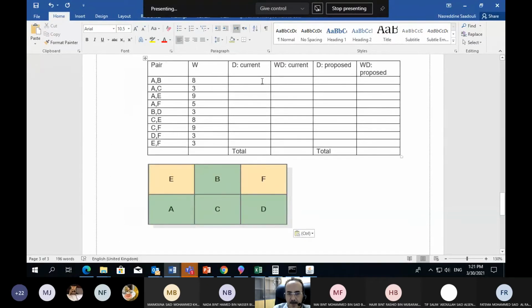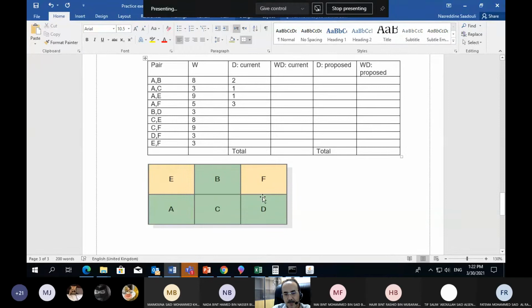Okay, this is the current plan. What is the distance from A to B? 2. A to B, just 1, 2, correct. From A to C? Only 1. It's 1 trip. From A to E? 1 as well. Then from A to F? 3. 1, 2, 3. So it's the number of movements or trips. B to D. This is B and this is D.